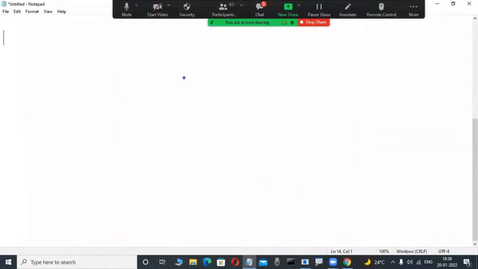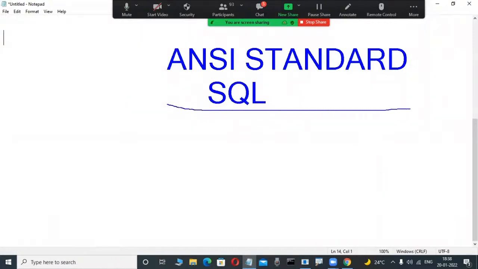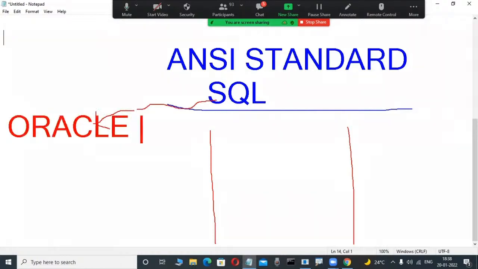The same thing applies here. SQL is an ANSI standard language. ANSI, the American National Standards Institute, defines some standards for the SQL language. This ANSI standard language is used to operate all relational databases. But unfortunately, from this ANSI standard SQL, Oracle Corporation created their own SQL, which is called Oracle SQL. That is important.